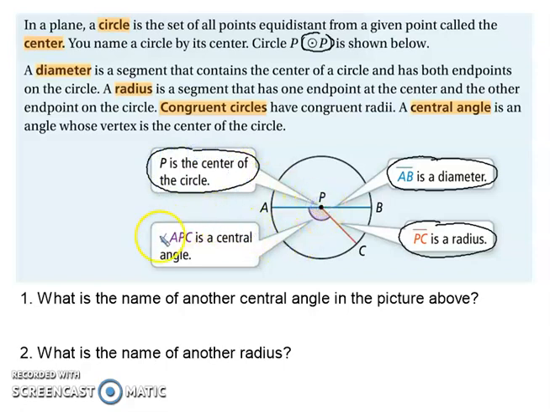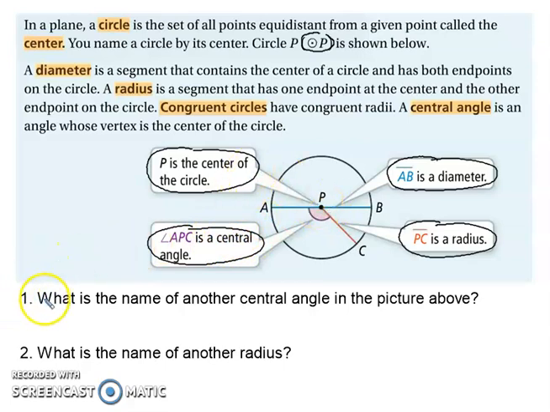Highlight it there. Now there are some angles in this picture too where these segments come together, specifically at the center point. So I have an angle here, APC, where P is the vertex, and because the vertex is at the center, we call that a central angle. Easy to remember because the word central reminds me of the center. The vertex of the angle is at the center of the circle.